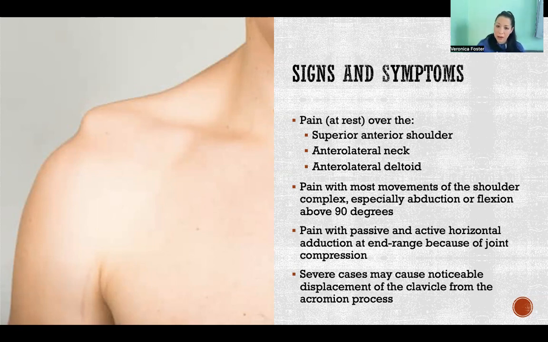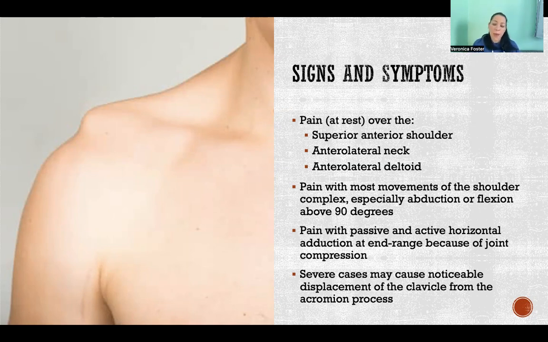Then when it comes to pain caused by movement, there's pain with most movements of the shoulder complex. Most movement of the shoulder requires movement of the AC joint, which is painful. But it will especially be painful if we abduct, lifting the arm out to the side, or flex, lifting the arm up in front, and we get to above 90 degrees of either one. At 90 degrees, we require special movement of the AC joint and the glenohumeral joint to allow for that motion, and so it gets especially painful above 90 degrees in both of those directions.